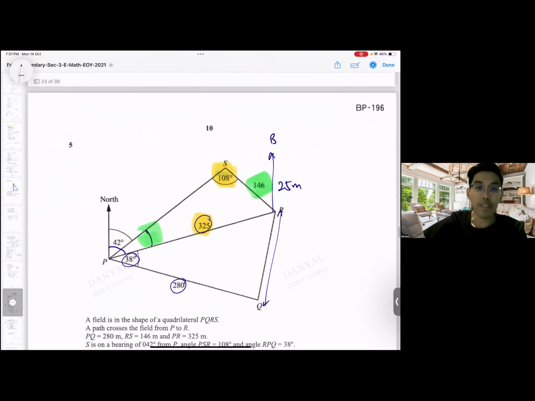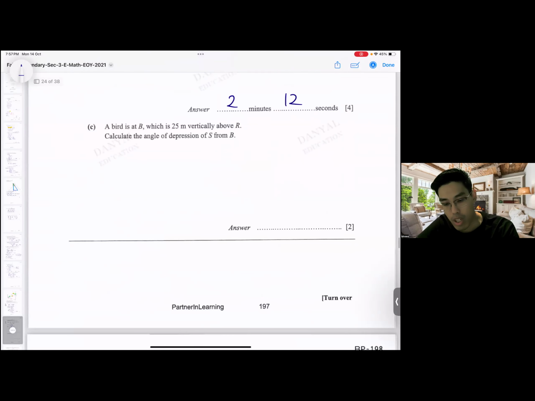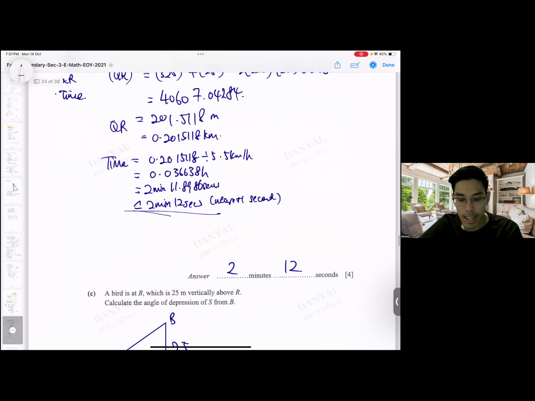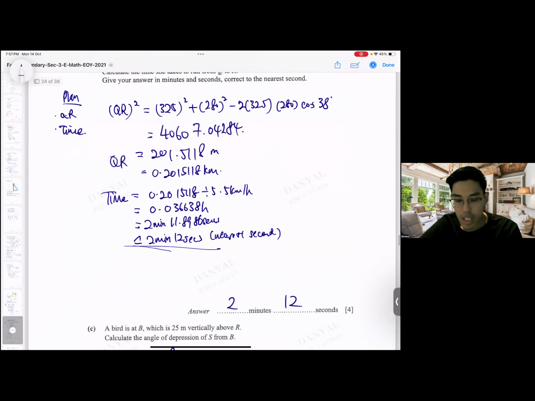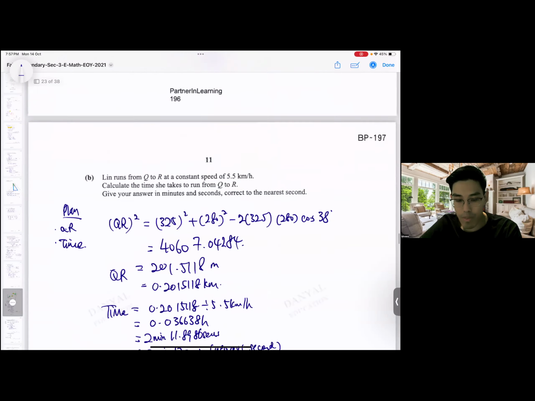The thing about angle of depression or elevation is, number one, we must see where it is from. Is it from the ground or from the air? In this case, it's S from B. That means we are starting from B. So if we draw a 2D diagram, B is here. It forms a right angle triangle, and this is S. This is 25 meters, vertically above R. By fetching the information, SR is 146.